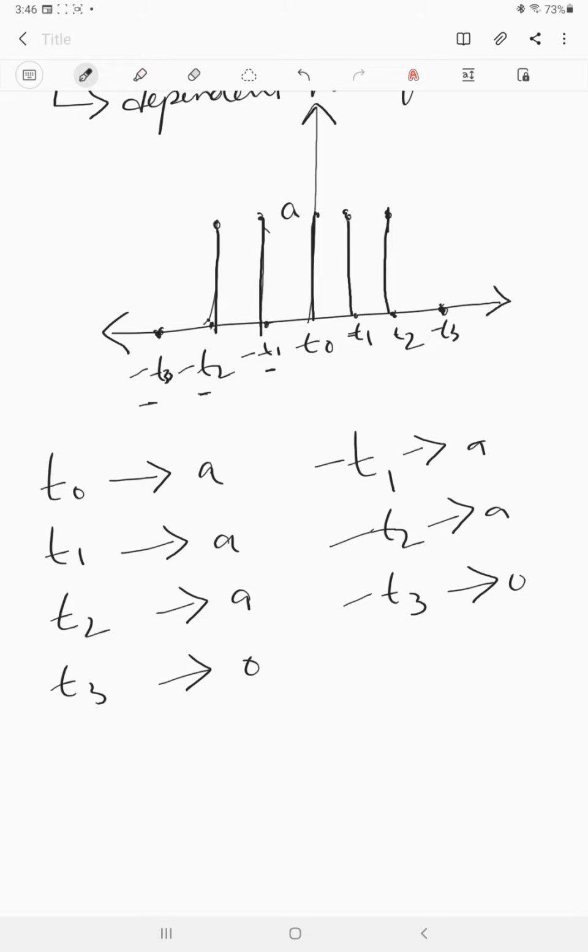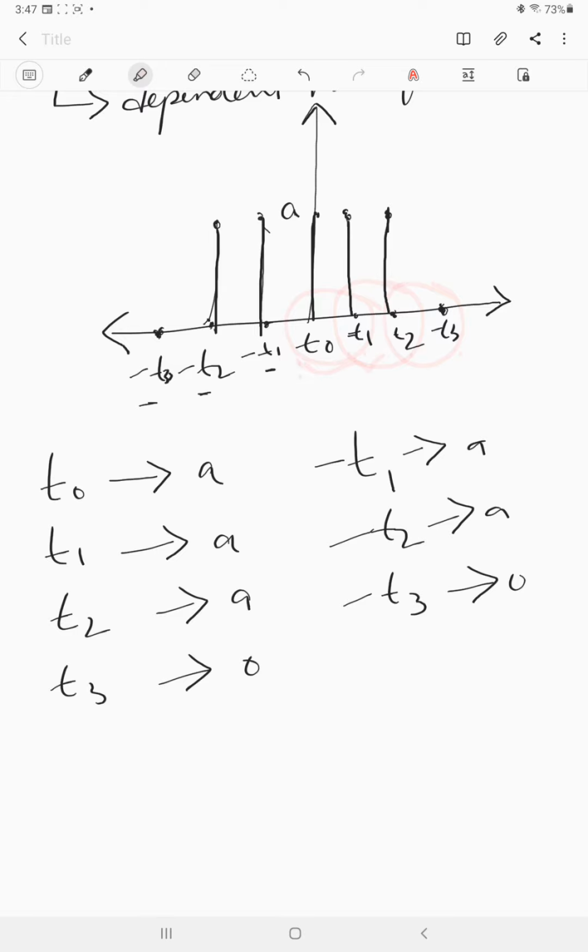Similarly, in between t0 and t1 there is no signal. Similarly, between t1 and t2 also there is no signal, and in the same way between t2 and t3 there is no signal. The signal between t0, t1, t2, t3, in these time intervals, is not defined.